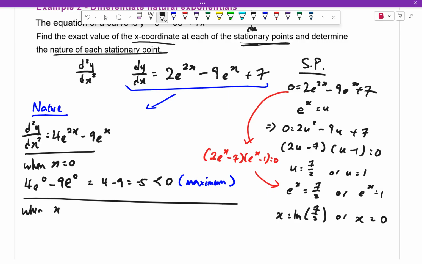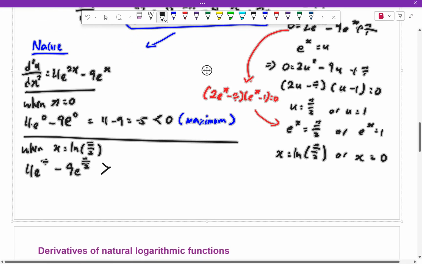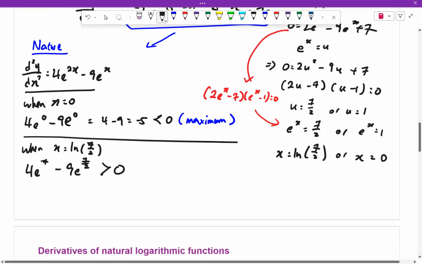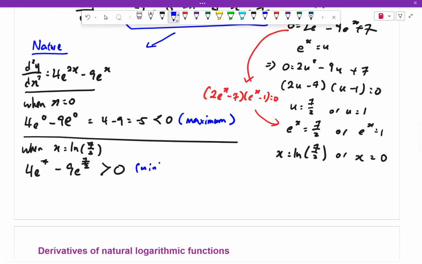When x equals ln 7 over 2, in this case, d squared y over dx squared gives us 4e^(2 ln 7/2) minus 9e^(ln 7/2). Type it in your calculator, and you will find that it's bigger than 0. So in this case, it would be a minimum. And that would be how you can determine the nature. Hopefully this will be a good refresher for some calculus.